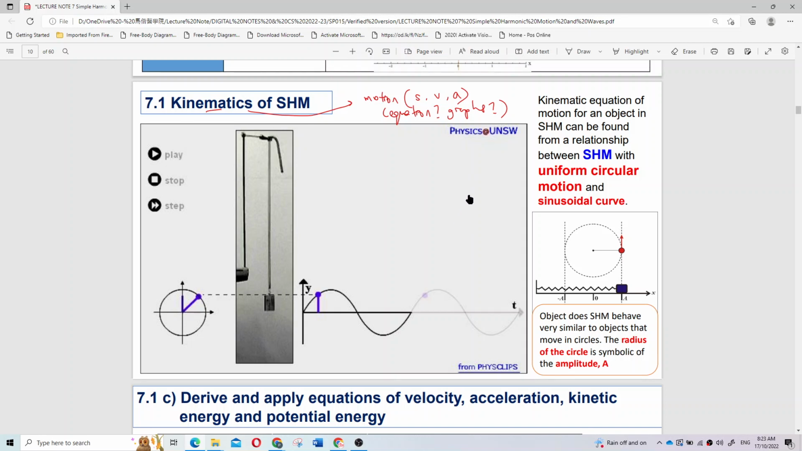Okay, now look at here. The kinematic equation of motion for an object in simple harmonic motion can be found from the relationship between... How do we discover the kinematic equations of motion for SHM? We discover it through the relationship between simple harmonic motion, uniform circular motion and the sinusoidal curve.